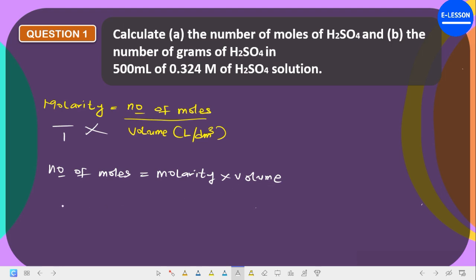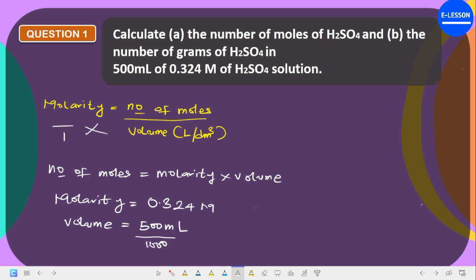Now we ought to write out our molarity given. The molarity given is 0.324 molar and the volume is equal to 500 milliliters. Because most times our reference standard is 1000 milliliters, which is 1 liter, all we are going to do is divide this by 1000 to convert to liter. So if you are given your volume in milliliters, you should try as much as possible to convert it to liter by dividing by 1000. This gives us 0.5 liter. So our volume is equal to 0.5 liter and our molarity is 0.324 molar.